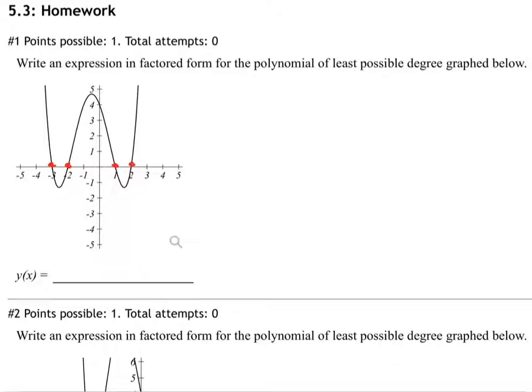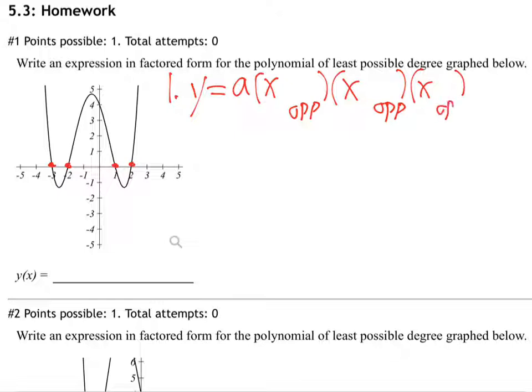And remember step one, you write y equals, there's going to be an a in the front, x, and then opposite. X, opposite. X, opposite, and x, opposite. You just keep putting the opposite of those places it hits the x-axis. Done this a couple times now, right? It's the same kind of thing. They're just helping us practice it more and more. So just take those places it hits the x-axis and put the opposite number in there.